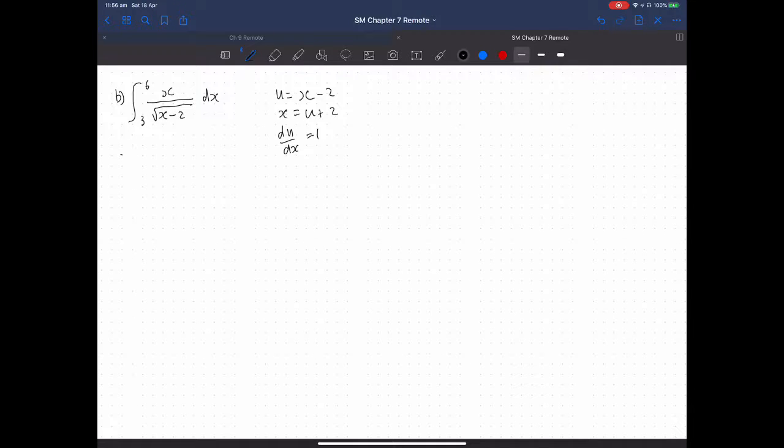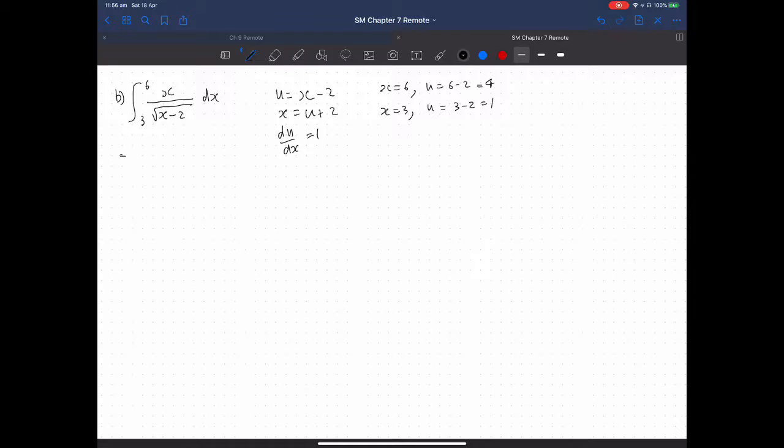So the other thing we have is the terminals. Our top terminal, we have x is equal to 6. If x is equal to 6, that means u is equal to 6 minus 2. 6 minus 2 is 4. Our bottom terminal, x is equal to 3, so u will equal 3 minus 2, which is 1.